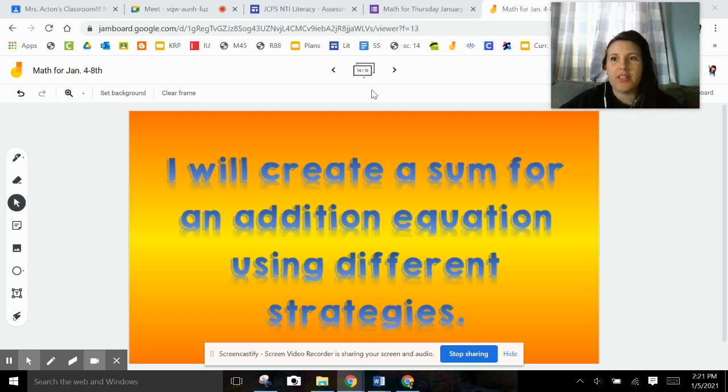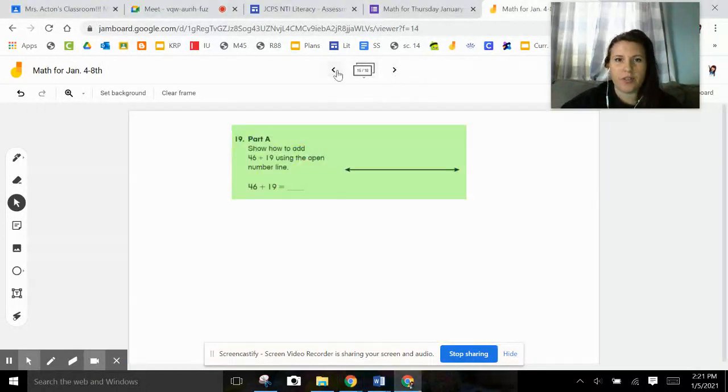So, what are we going to do today? You're going to say, I will create a sum, which is just a fancy word for an answer, for an addition equation using different strategies. I think we end up having 3, maybe 4 strategies. Then Miss Acton's going to show you how to solve some addition equations. This is the most recent stuff that you guys have been doing right before the holiday break. This is what we were doing, so this should be pretty easy stuff for you.